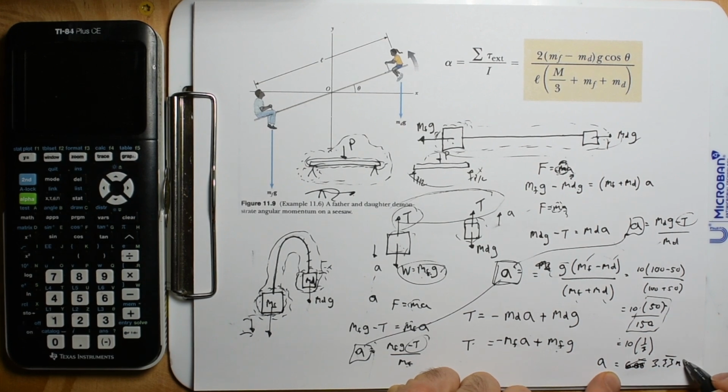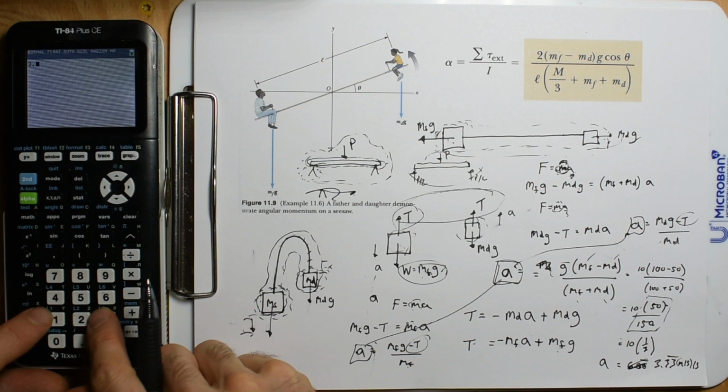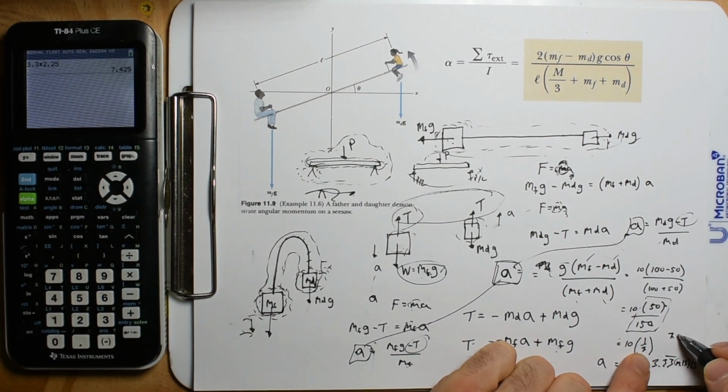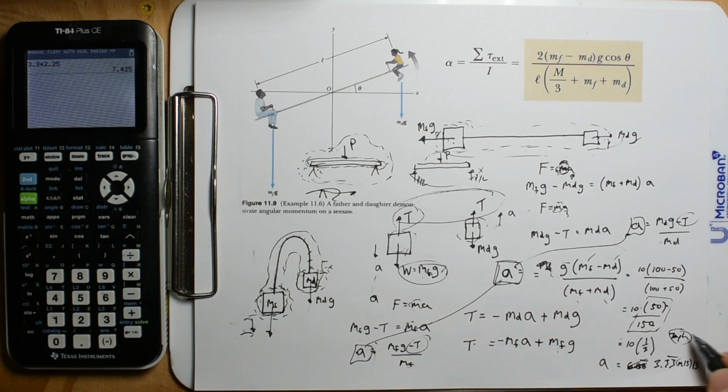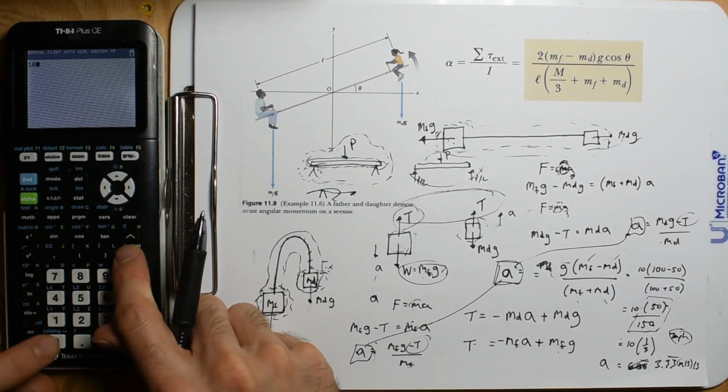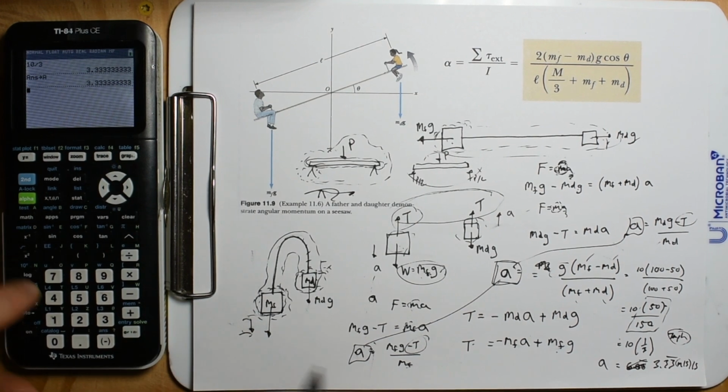Our acceleration is this many meters per second. You know what I mean? 3.3 times 2.25, so every second you're going to be going 7 miles per hour with that acceleration. Okay, so we're going to take 10 divided by 3, stored as A, and now we can throw it into here.